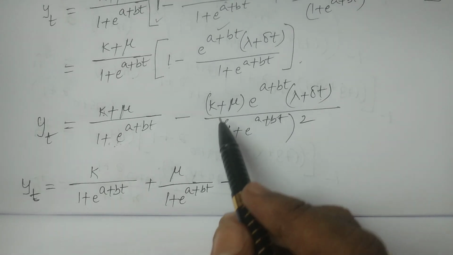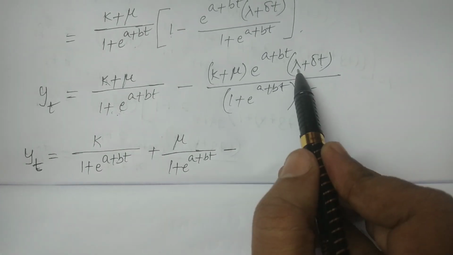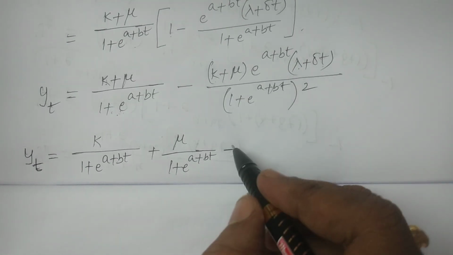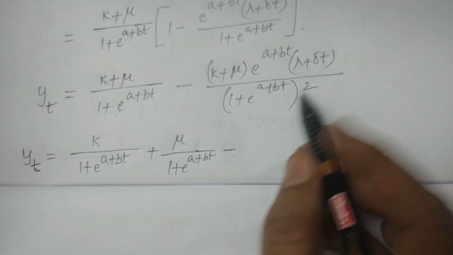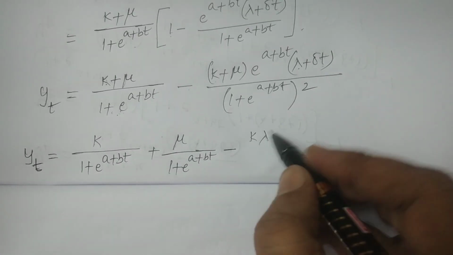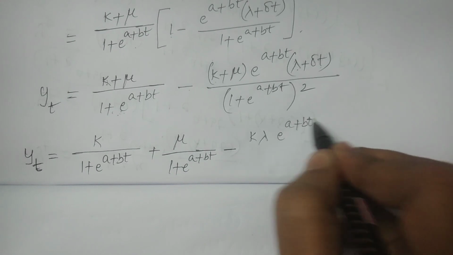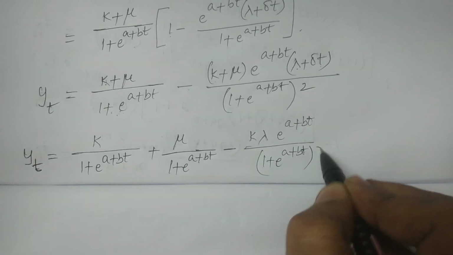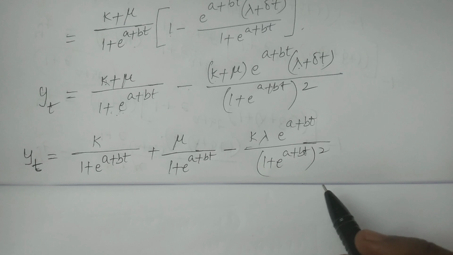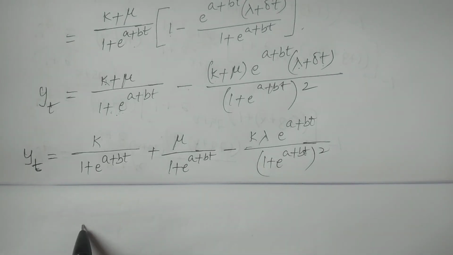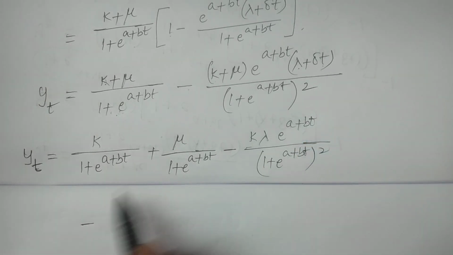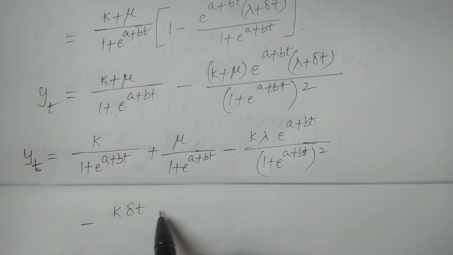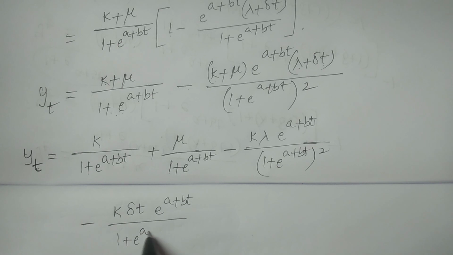If you multiply here, clearly k into lambda, first term with minus, because all the terms are minus. Minus k into lambda into e power a plus bt divided by 1 plus e power a plus bt the whole square. This is the next term. And the remaining terms are right here: minus k multiplied by delta t, k delta t multiplied by e power a plus bt divided by 1 plus e power a plus bt the whole square. Is it clear? Right.